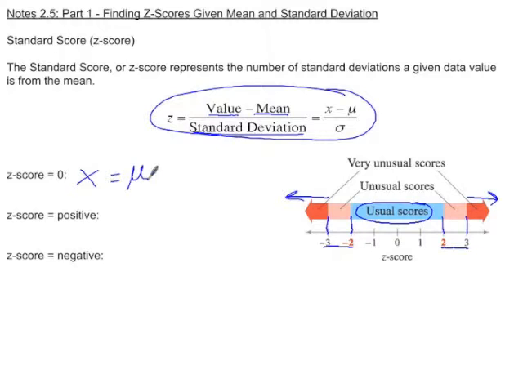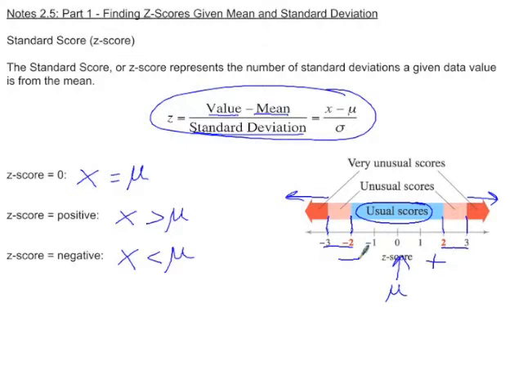If a z-score is positive, that means that data value is greater than the mean. Looking back at this chart, over here are all of our positive z-scores, where 0 will actually equal the mean of that data set. Then a z-score that is negative means that that data value is less than the mean. So that data value would be over here to the left of the mean in the distribution.